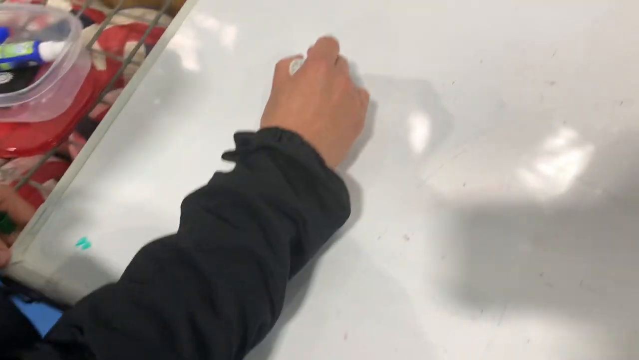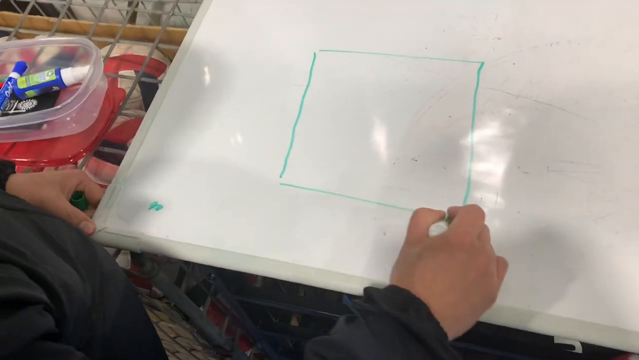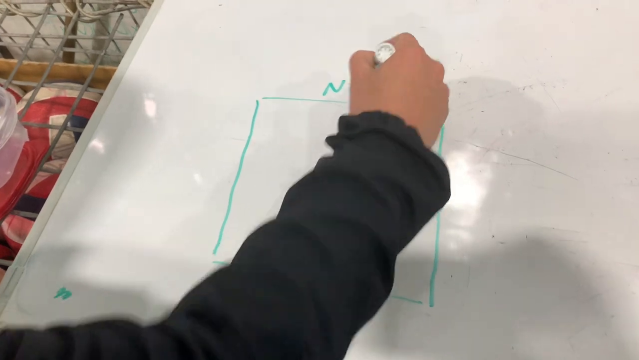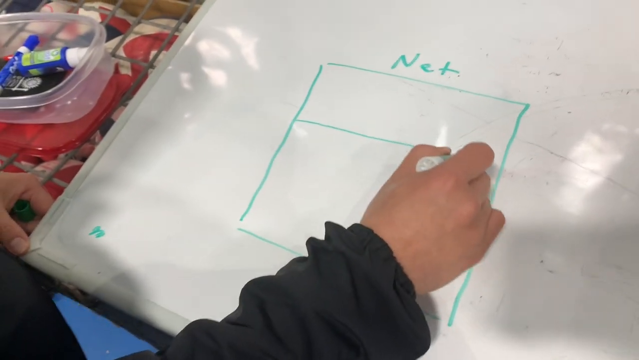This is the court here, right? Okay. This is the net. Yeah. This is it.